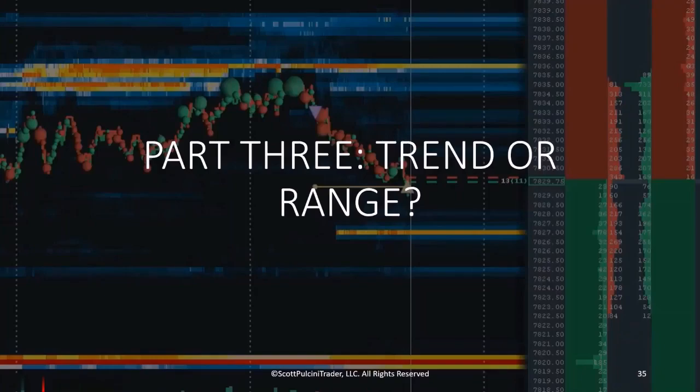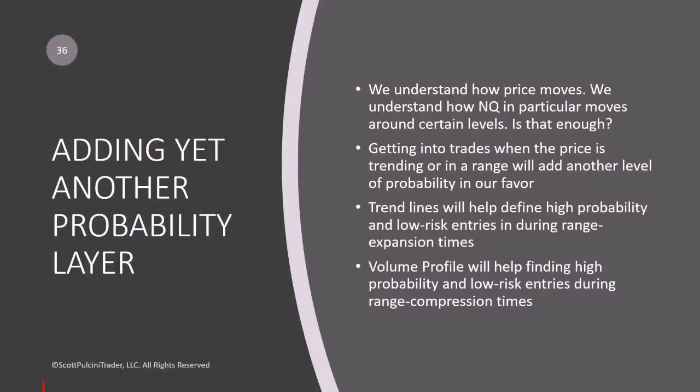Okay, so next part, we're going to look for trend days or range days. We're going to get into that and see how to trade those different setups. All right. So here we're going to add another layer of probability in our favor.